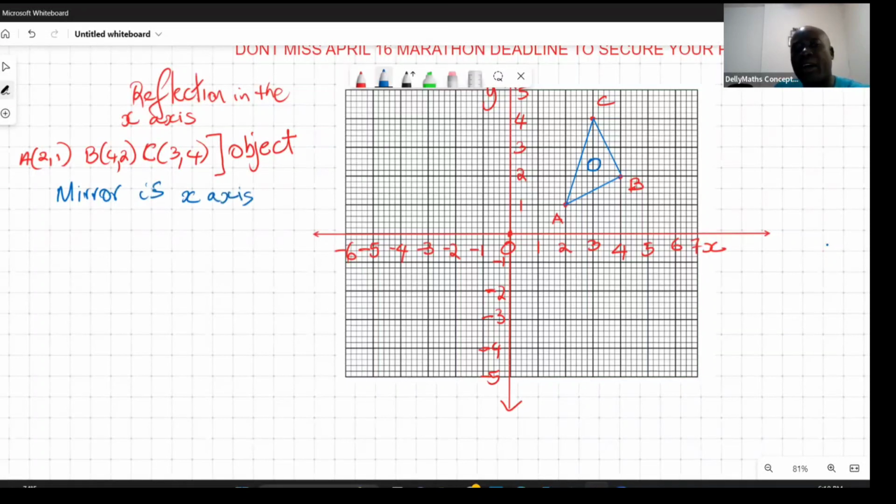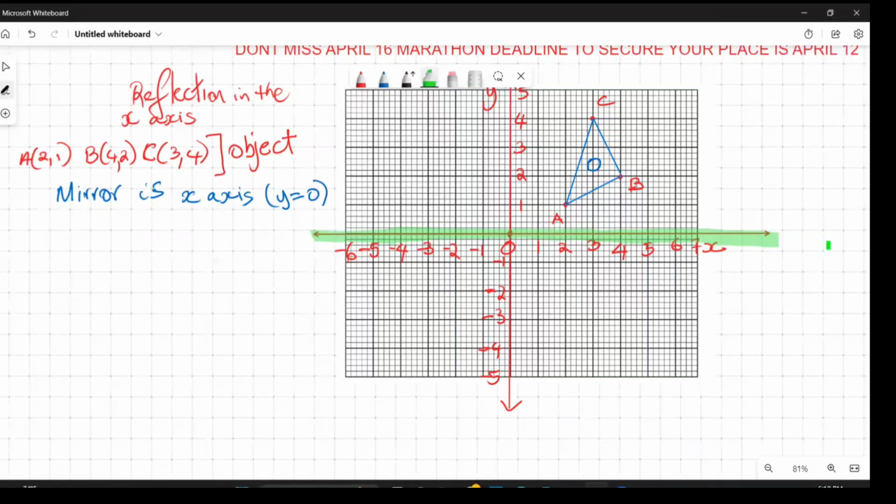And another label for your x-axis is y equals 0. For those of us who don't know, your x-axis is when y is 0. I'm going to brighten that line with a green line. This is your x-axis. And this is y equals 0. So we're going to reflect our blue triangle across that.